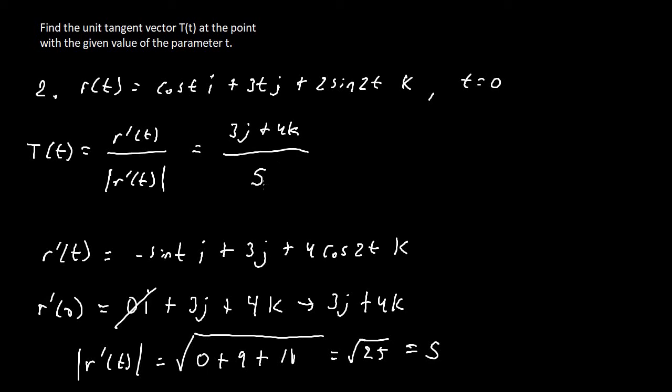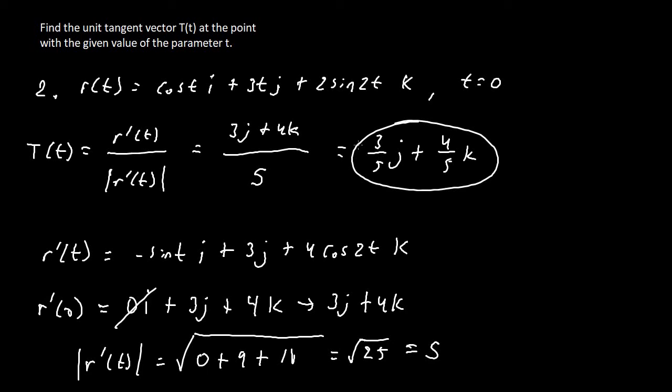Now to simplify, we can go ahead and divide the 5 into each of the components. So our final answer is going to be 3 over 5 j plus 4 over 5 k as the unit tangent vector. So now moving on to the next topic.